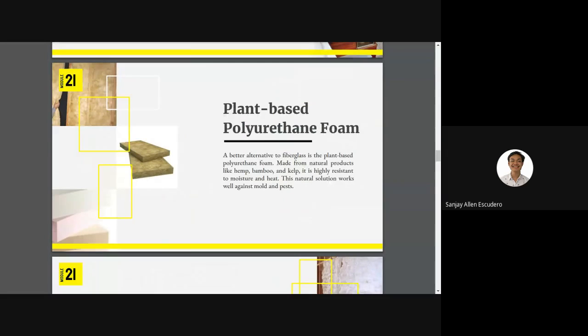So plant-based polyurethane foam is an alternative for fiberglass. It is 100% safe and made from natural materials. Materials such as hemp, bamboo, and kelp are used to make it. It provides high moisture and heat resistance when used for insulating, and protects against pests and mold. Polyurethane based on plants insulates better than polystyrene and fiberglass. Nature has provided us with a better option for insulation than artificial science. Next slide, please.